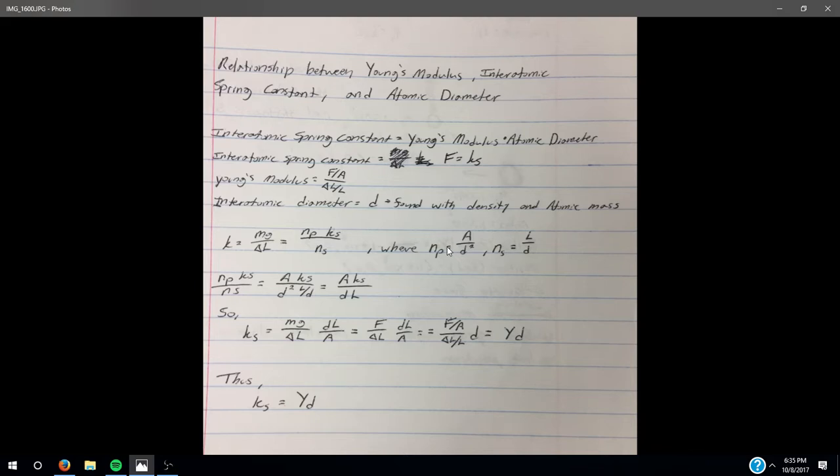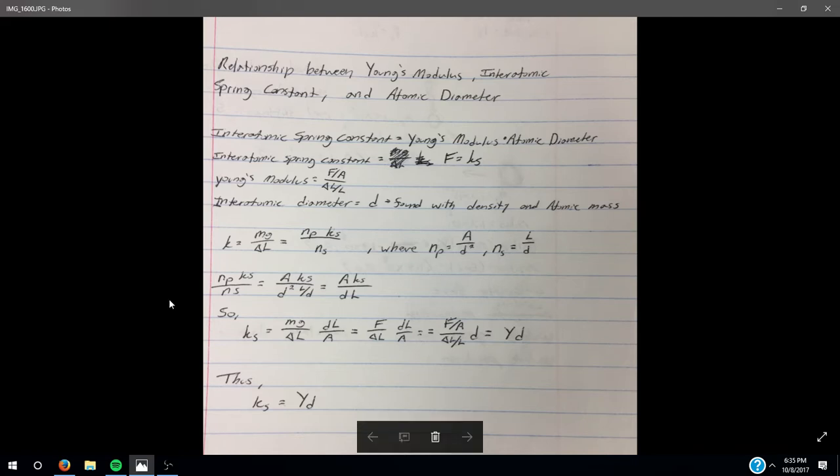So starting out, we solve the force so that K is equal to the mass times the gravity over the change of the length, which winds up being equal to this here, the number of springs in parallel over the number of springs in the series times the spring constant, where the number in parallel is the area of the cross-section over the density squared, and the number of series is the length divided by the density.